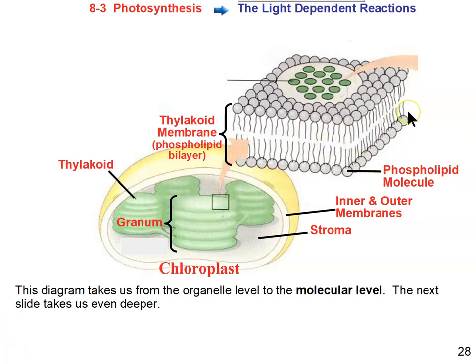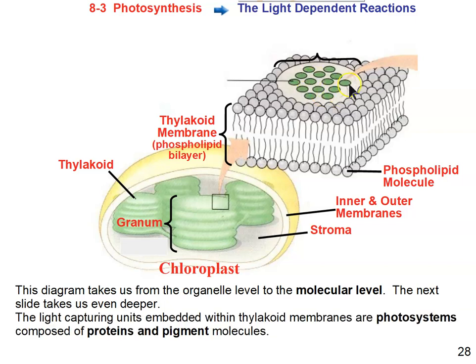That's review. The important thing we're looking at here is where the pigments are, and that's what this thing is that's embedded in the phospholipid bilayer. And as you can imagine, anything that's embedded in the phospholipid bilayer is typically going to involve protein. So this is a complex that's a combination of protein and pigment molecules. So this is known as a photosystem. So it's proteins plus pigments.